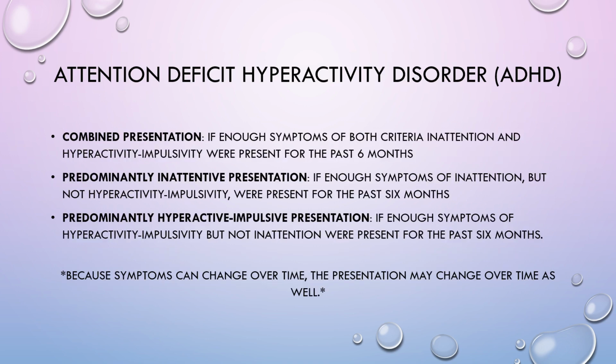Okay. All right, so here's what I was saying. You can have a combined presentation, which is a little of both: 6 or more criteria of both inattentive and hyperactivity, and again, at least for 6 months. Now, I did include this in asterisks because symptoms can change over time. The presentation may change over time as well.